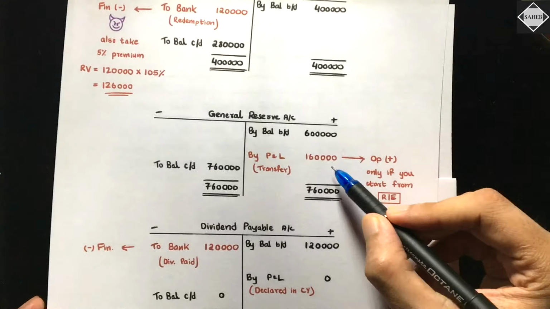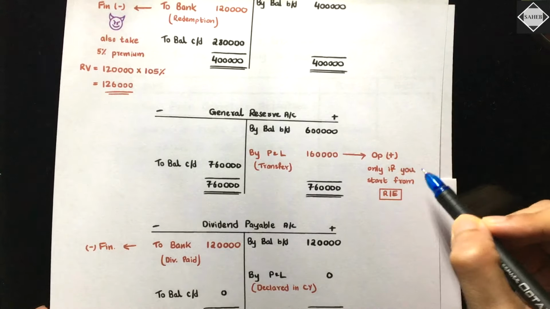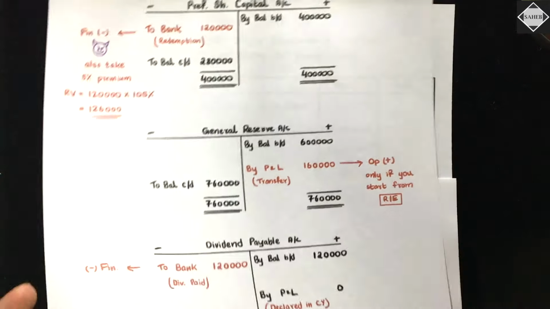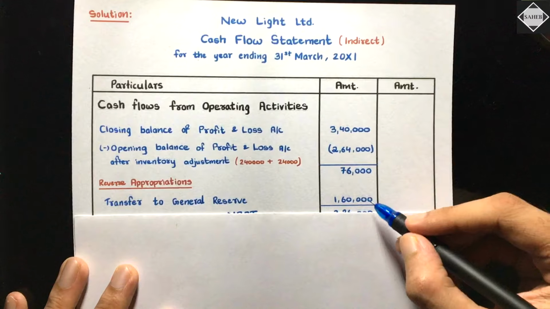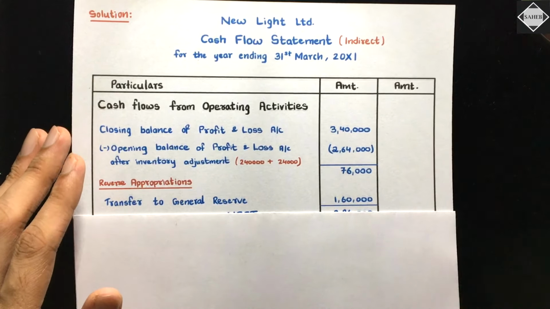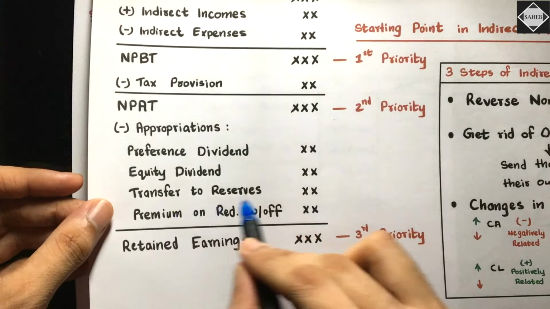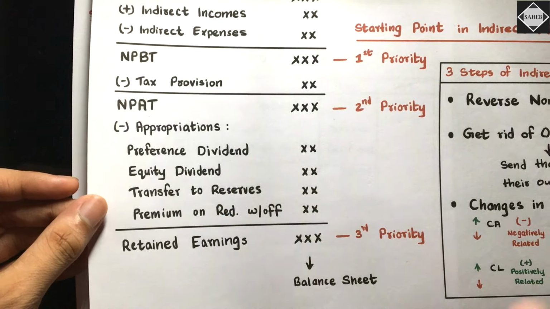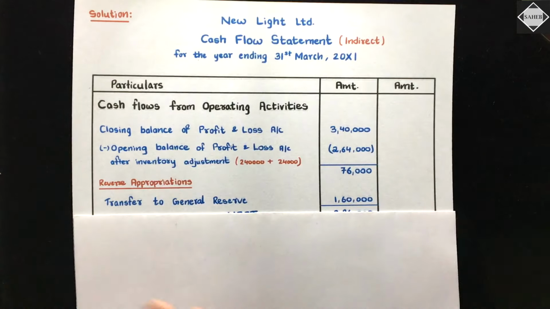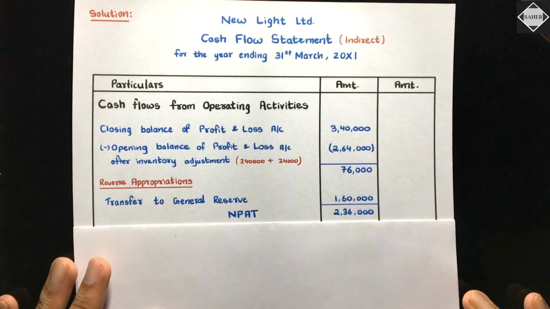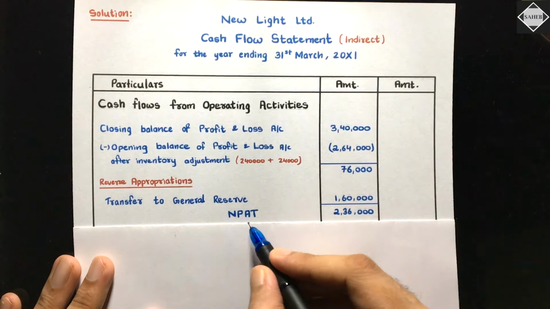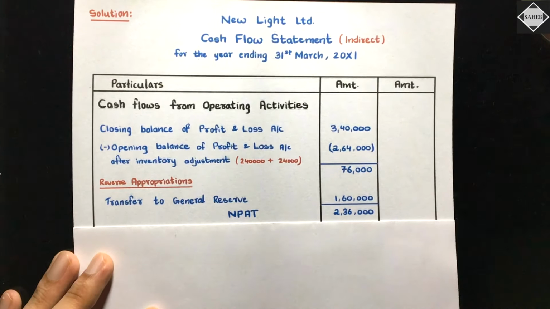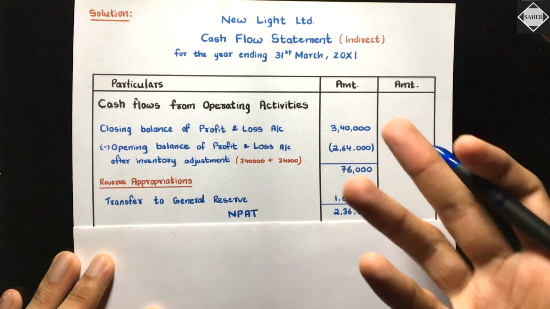We saw the ledger account also. See, general reserve 1,60,000. We have to add this in the operating activity only if you start from retained earnings. Reversal of appropriation. So let's do that. Reverse appropriation, transfer to general reserve 1,60,000. We will add it. Why are we going to add it? Because previously it has been deducted, transfer to reserves as an appropriation. Now you are going to add and reverse it. Fine. So when you do that, 76,000 plus 1,60,000 is equal to 2,36,000, which is nothing but net profit after tax. Clear? Easy. Then from net profit after tax, you have to reach net profit before tax and before extraordinary items.